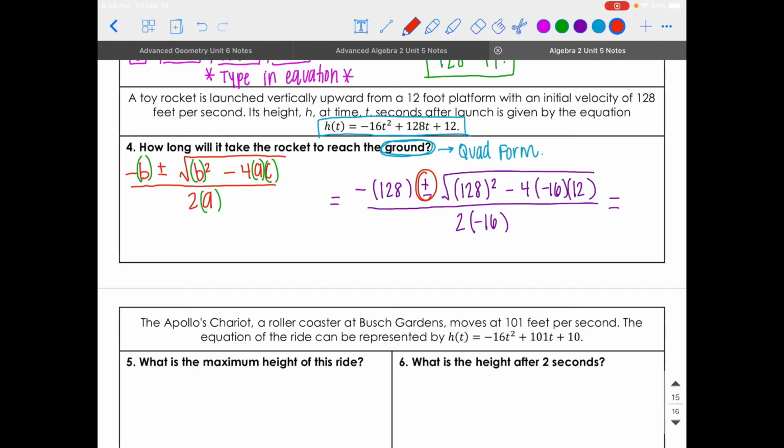Remember, I told you if it's negative, just ignore it. Let's go back to our formula and change the plus to a minus. And when I do that, I get 8.09. And that was the number of seconds that it took to reach the ground.